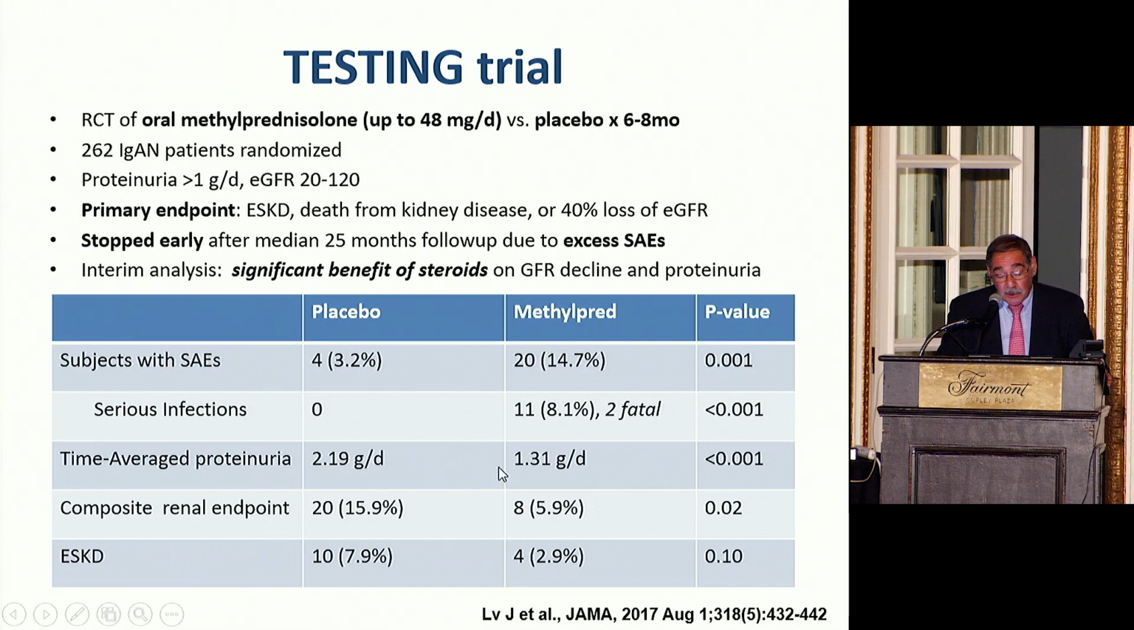But if you look at proteinuria, it was significantly reduced with the steroids. The composite endpoint, the renal endpoint with renal failure in there, was one-third the level if you took the steroids. End-stage kidney disease, again, 8% versus 3%. So it's not statistical here because the numbers are small, but these are statistically significant. So again, there's evidence that steroids do something. You just have to make sure you don't toxify the patient.